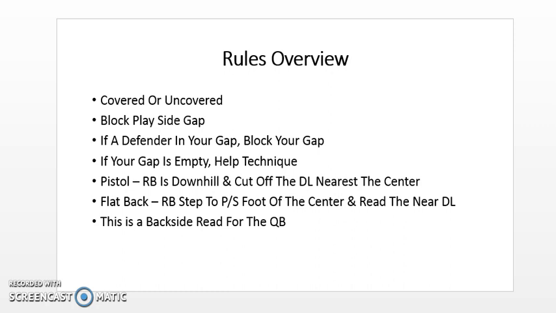I prefer the pistol alignment. Gets the running back downhill very quickly. It also allows a quick cut off of that double team on the shade or on the nose. You can do it from a flat back or a hybrid position, kind of an offset back if you prefer. The aiming point then would be the play side foot of the center, and the read would be the same. The backside defensive end or 5 technique is the read for the quarterback for the most part, if we want to change it up a little bit.